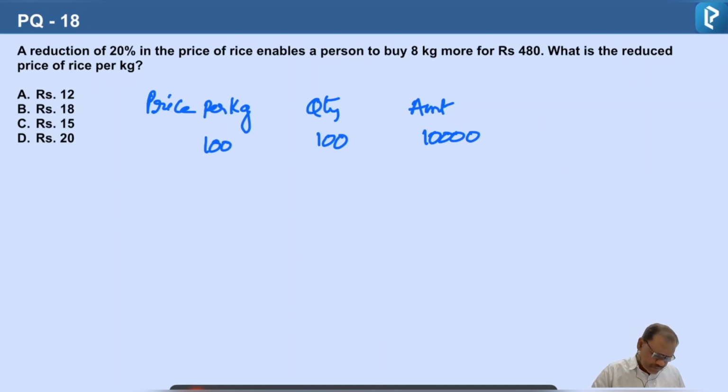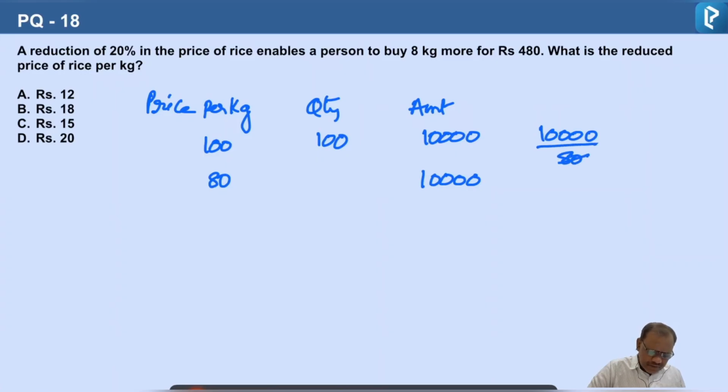Now amount is same in the second case also, 10,000. Price is reduced by 20%, so it becomes 80. 20% reduction is 80. And how many bags are purchased with the reduced price? 10,000 divided by 80.